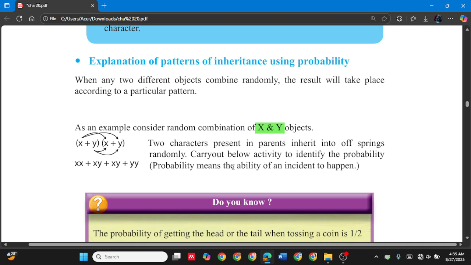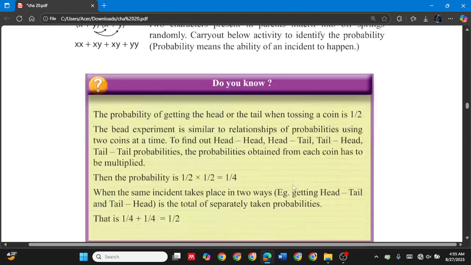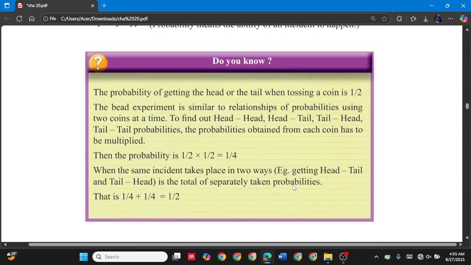Carry out the activity below to identify the probability. Probability means the ability of an incident to happen. Do you know the probability of getting the head or the tail when tossing a coin is half? When you toss a coin, you could get the head or the tail. So the probability is 1 over 2, because there are two options and you are getting one.